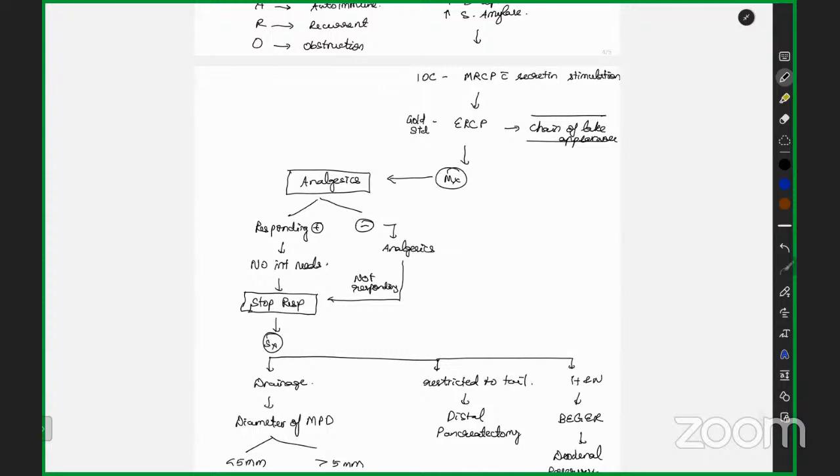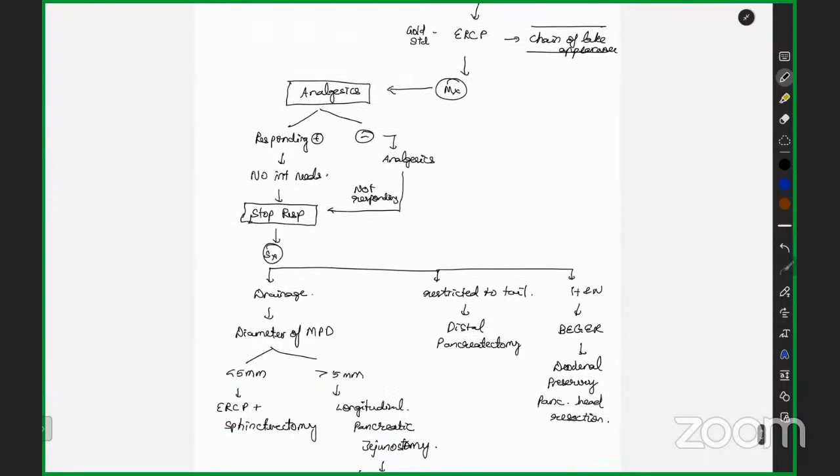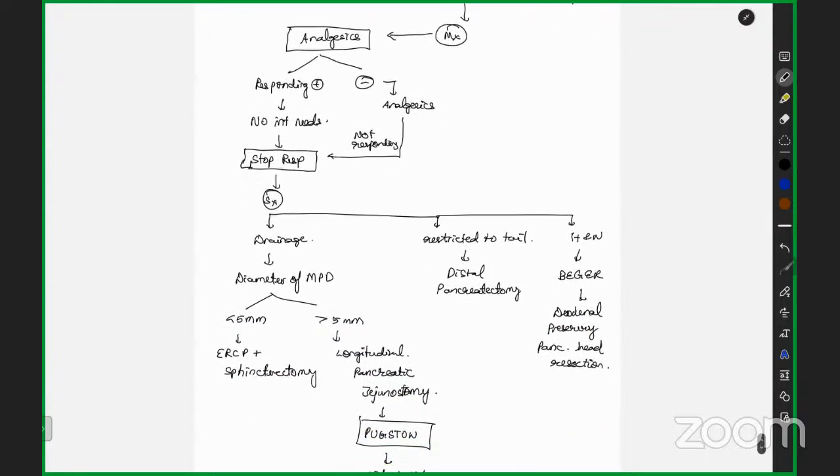Why do you give analgesic? To stop the pain. Now, I'm going to see whether the patient is responding. If the patient is not responding, again you're going to give analgesic. Again and again, you give analgesic. If the patient has stopped responding, then you're going to start with surgery. What is going to be my surgery? I'm going to perform drainage.